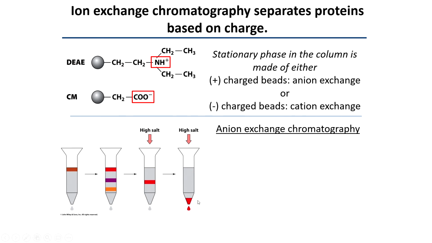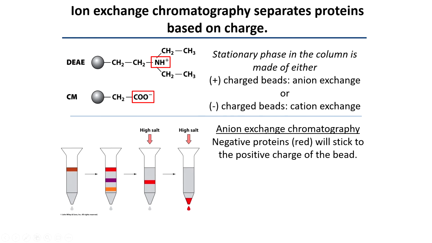Once you get rid of all of the things you don't want, add a high concentration of salt that will disrupt the ionic interactions between the positively charged beads and the negatively charged proteins. So similar to the idea of salting something out, and that will cause your protein of interest to come out at the elution on the bottom.